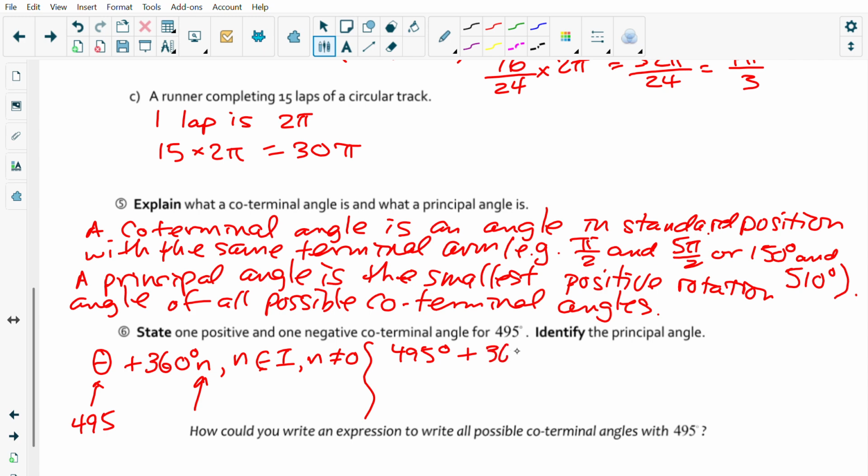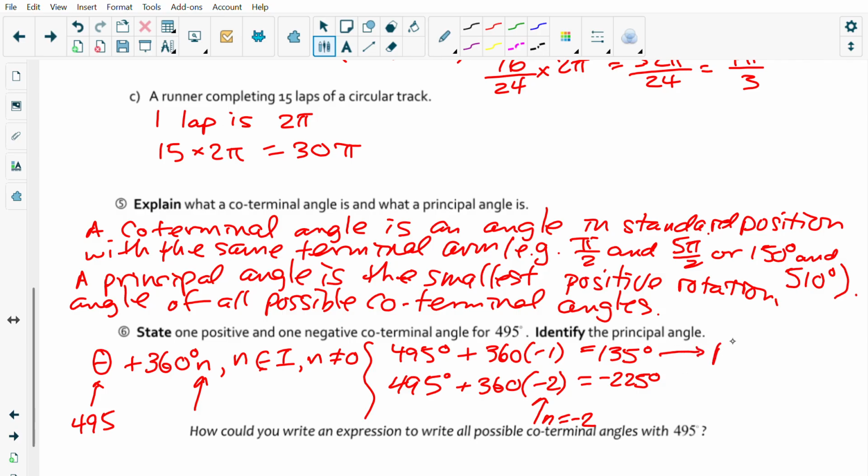495 plus 360. Let's do n equals negative 1. That equals 135 degrees. Let's do one more. One positive, one negative. That's my positive one. If I go to negative 2, this is n equals negative 2. I get negative 225 degrees. The principal angle is the smallest positive rotation angle of all possible coterminal angles. The smallest possible rotation angle, this is my principal angle. This meets the definition, principal angle.